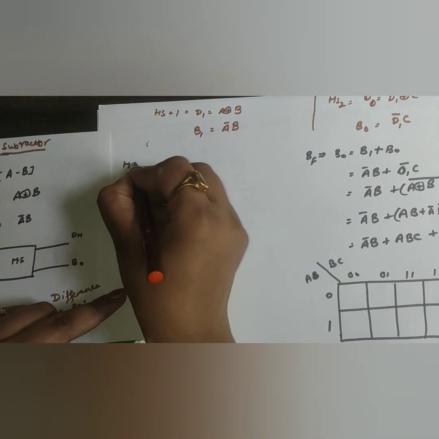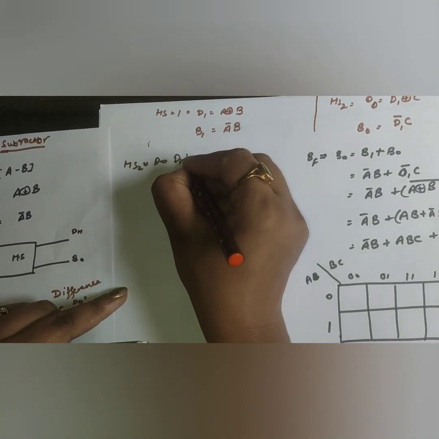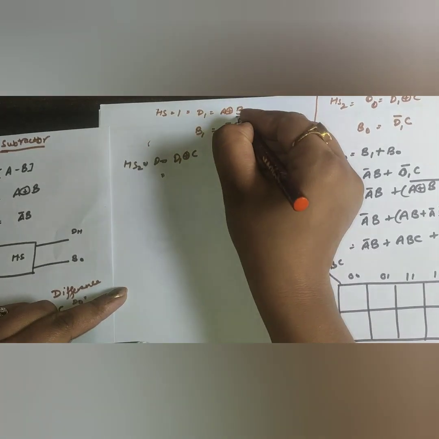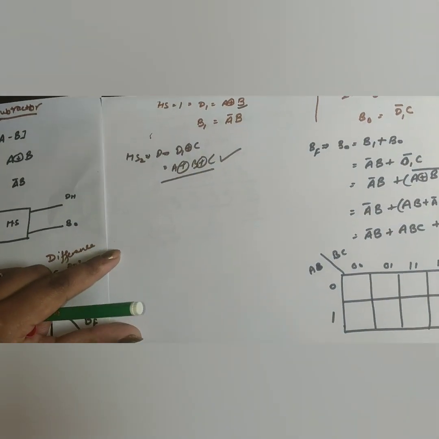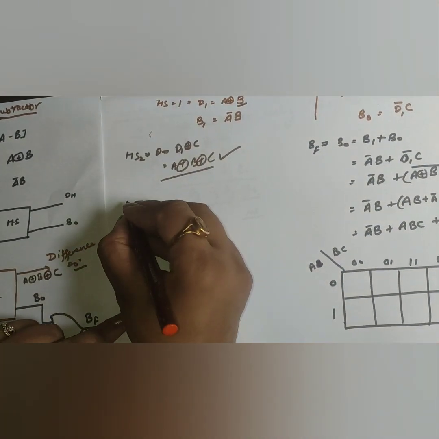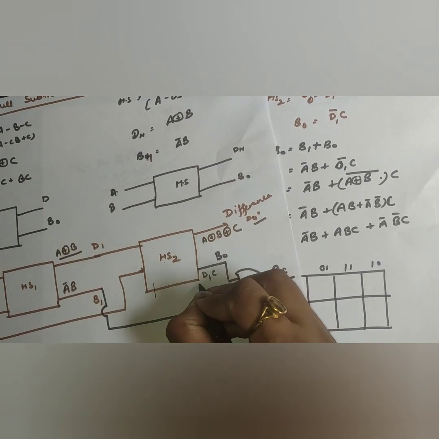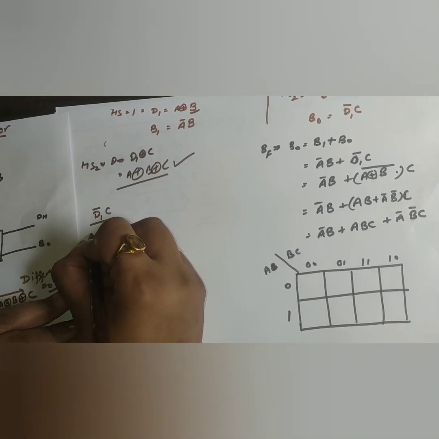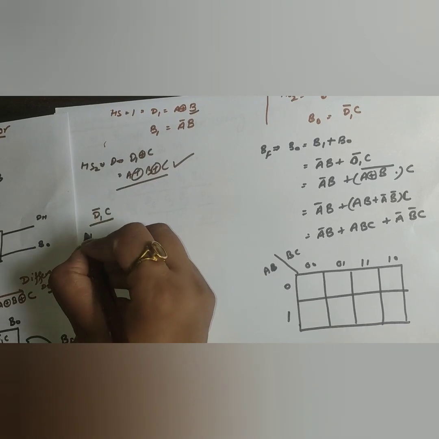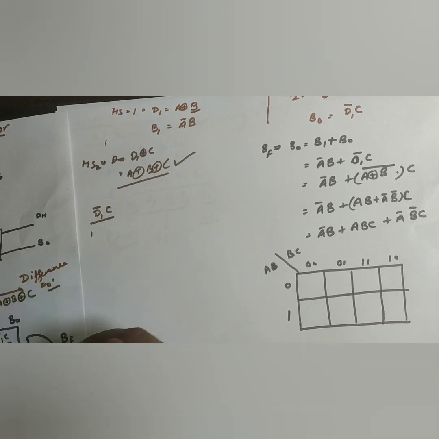So we take half subtractor 2. The difference is D1 XOR C. D1 is like this, so A XOR B XOR C. That will be the output of full subtractor. Now we will talk about the half subtractor borrow. So it will be D1 bar C, so we take D1 bar C, that will be given to the OR, and the second is given like this.